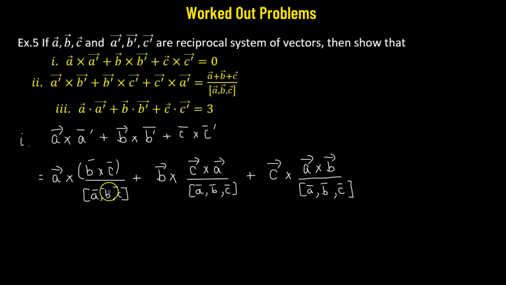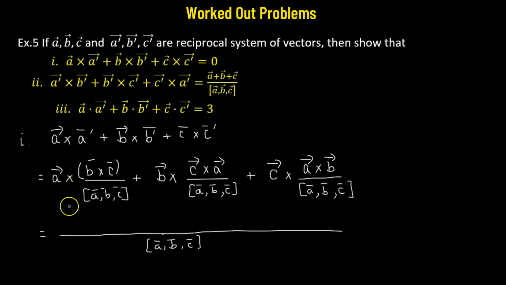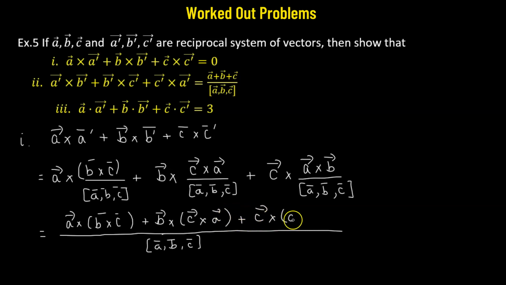So we have our big denominator, the scalar triple product between vectors A, B and C, and in the numerator we have vector A crossed with B cross C, plus vector B crossed with C cross A, plus vector C crossed with A cross B. Our next task will be to expand each of the vector triple products.